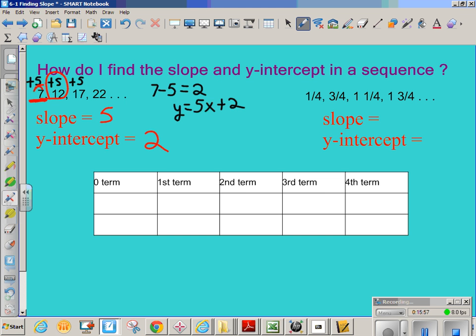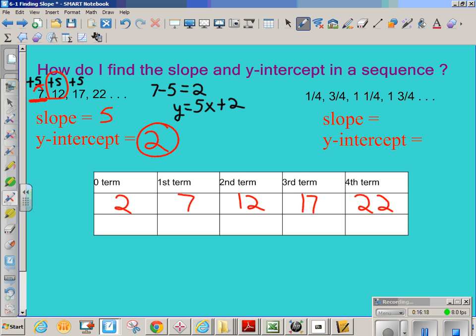So if I'm putting this into the table, the 0 term, excuse me, where the y-intercept is 2, the first term is 7. And then we know the rest. It's already given. So let's take that same idea and look at the second example. This time we're working with fractions.